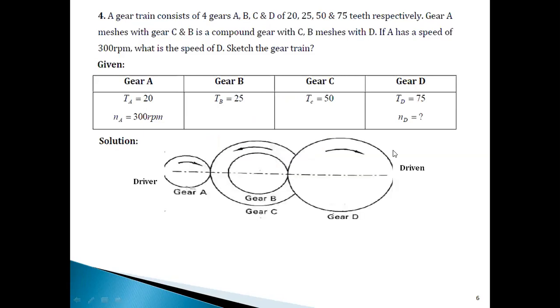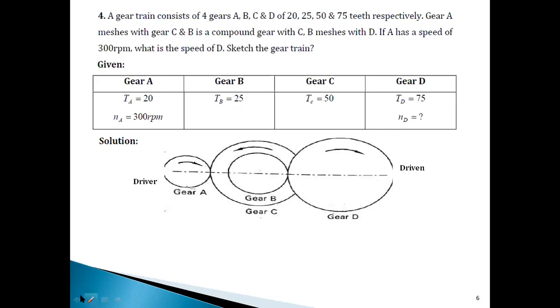So first complete the sketch. As I was telling you, the sketch is in this particular format. Gear A is meshing with gear C, which you can see here. Then gear B meshes with gear D here. Gear A is our driver gear, and gear D is our driven gear.